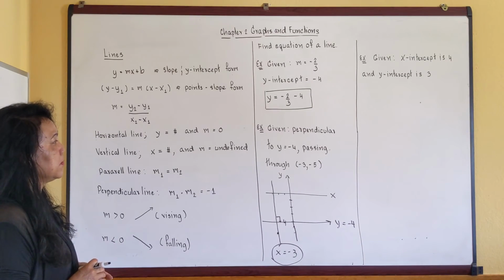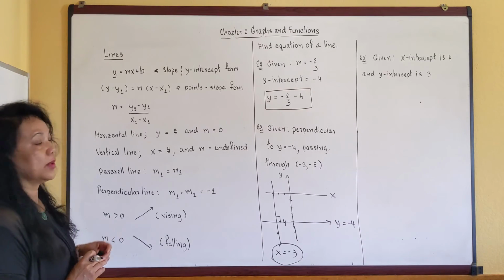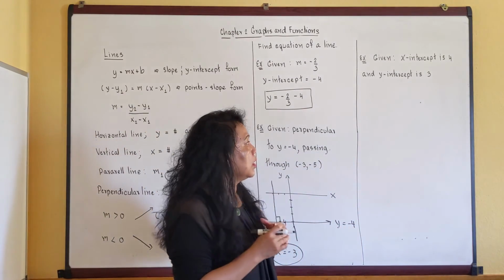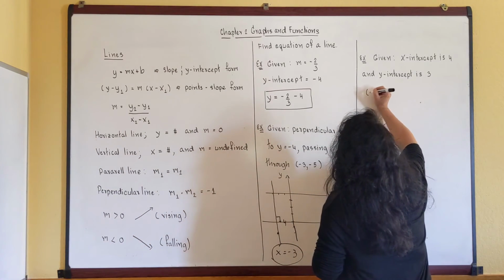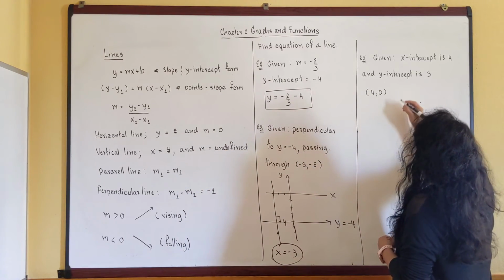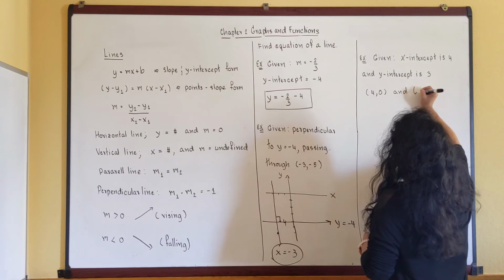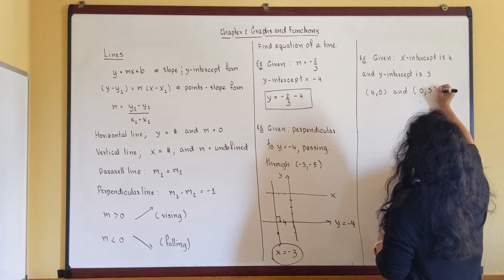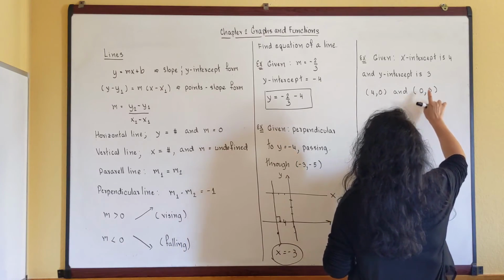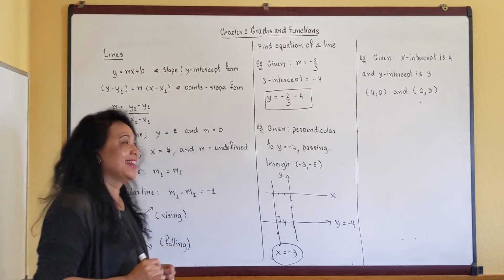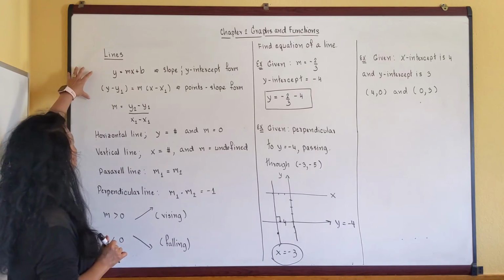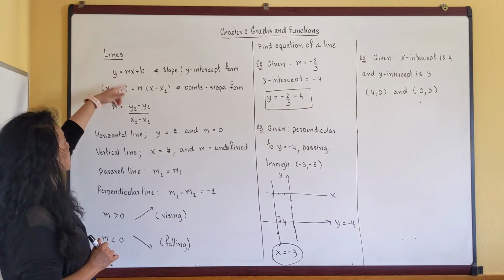Given that the x-intercept is 4 and the y-intercept is 3, find the equation of the line. Let's do this. X-intercept means we cross the x-axis and y equals 0, so I'm going to have the point (4, 0). We cross the x-axis at 4 and y is 0. Y-intercept means it crosses the y-axis and x is 0, so the point is (0, 3). To find the equation of the line, I need to find the slope. I can use either point, but I need the slope.